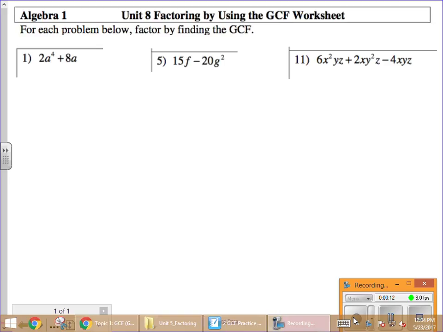Okay, so hopefully you tried the first practice. If you still have questions after you go through these 3 problems with me on the video, you can look at the answer key posted on Canvas or come into office hours and ask for help. So we're going to do numbers 1, 5, and 11.